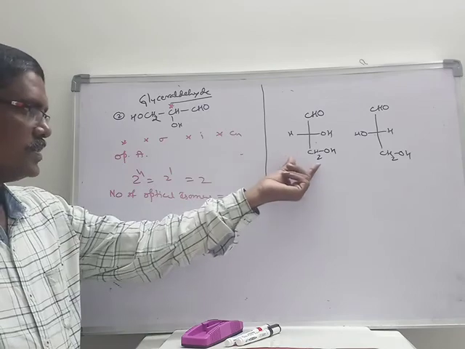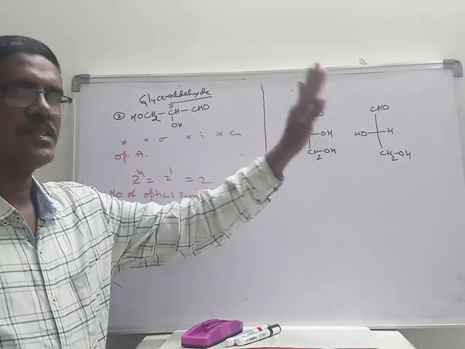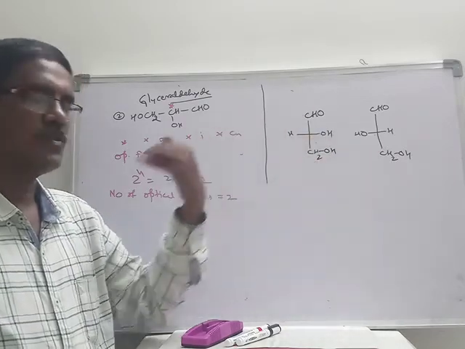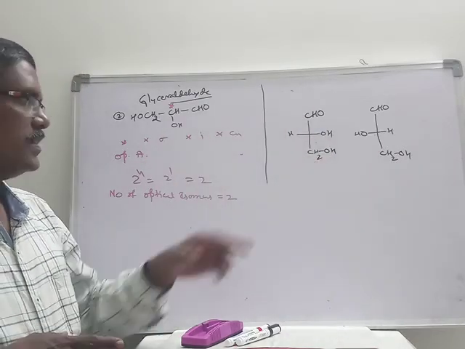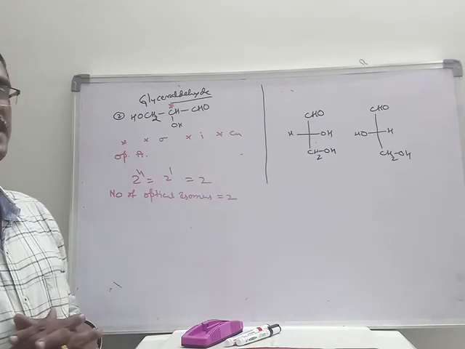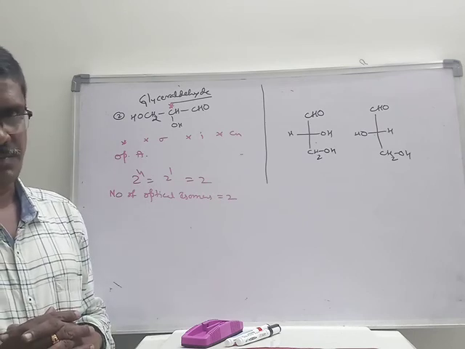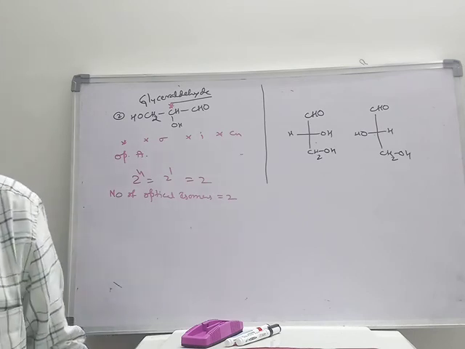In this, this is one isomer, this is the second isomer. In the first isomer, OH is on the right side. In the second isomer, OH is on the left side. One is the dextro, the other is the levo. So this is the optical activity. This is very important for your examinations. Thank you. Today's class is completed.